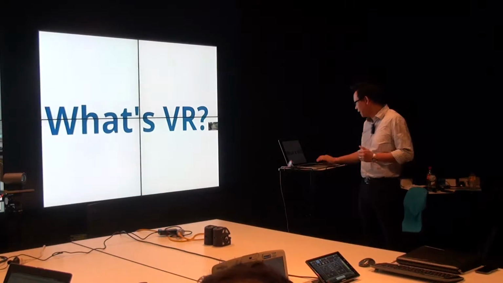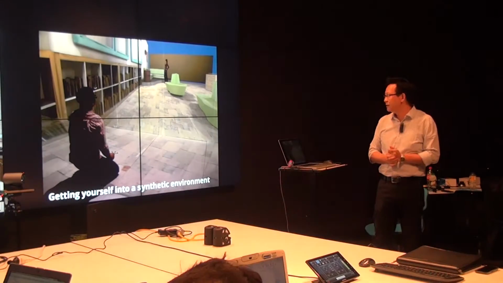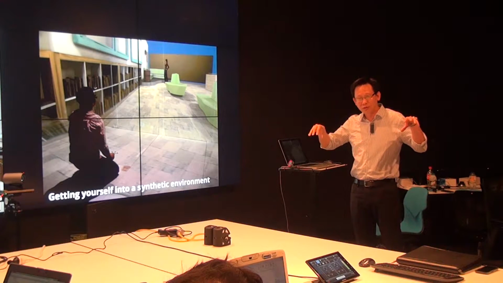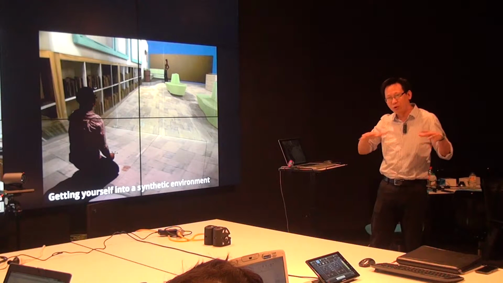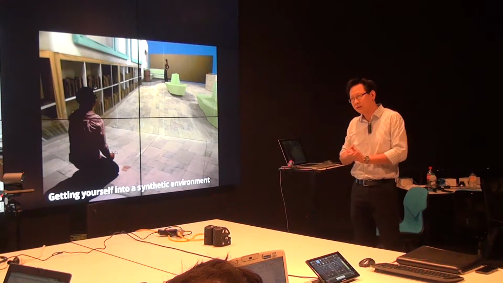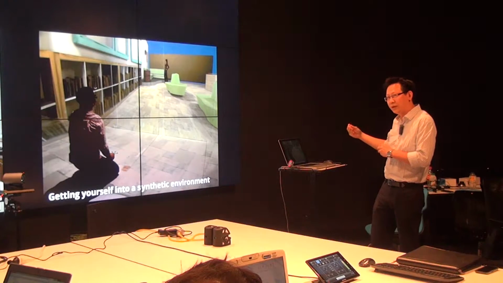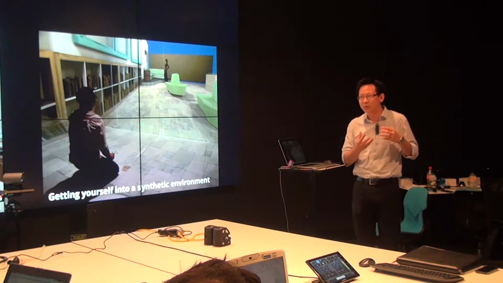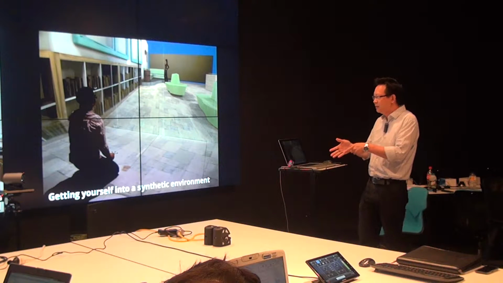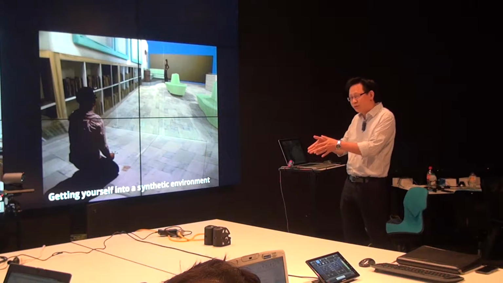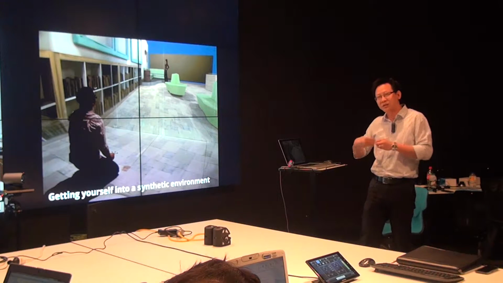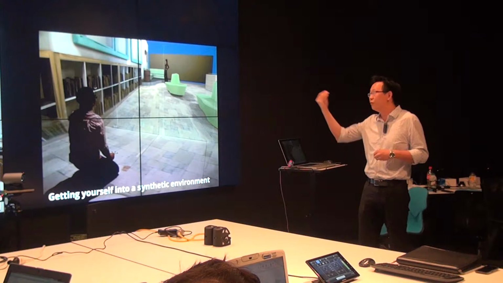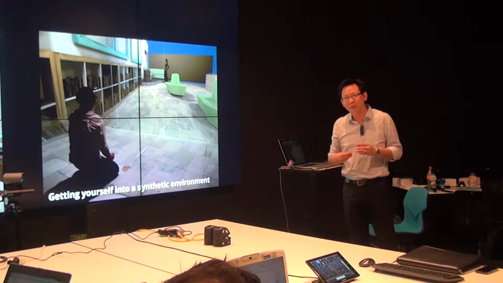So what's VR? VR is essentially a person getting themselves into a virtual environment. So when you are in a VR system, everything is virtual except you or me. This is what we call virtual reality. And a very good virtual reality system is one where you cannot distinguish between real and fake, real and virtual. This is the perfect kind of virtual reality system that we're looking for.